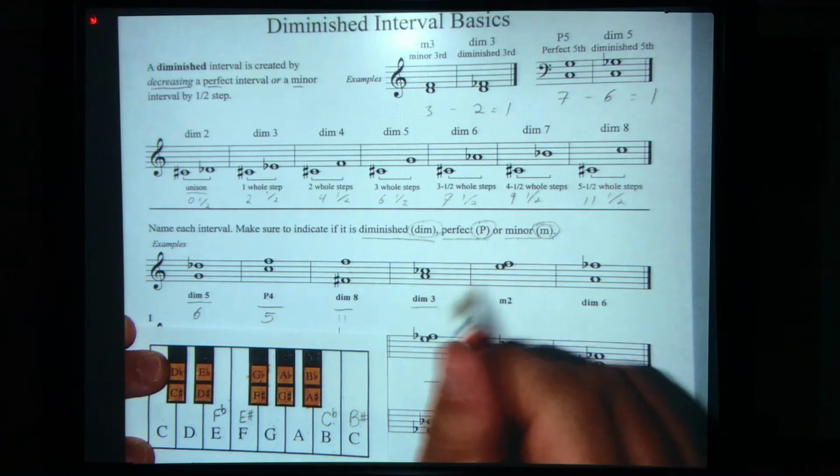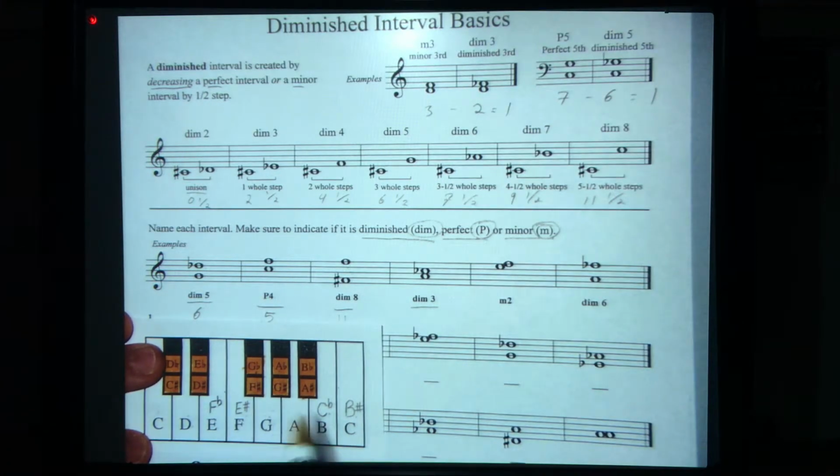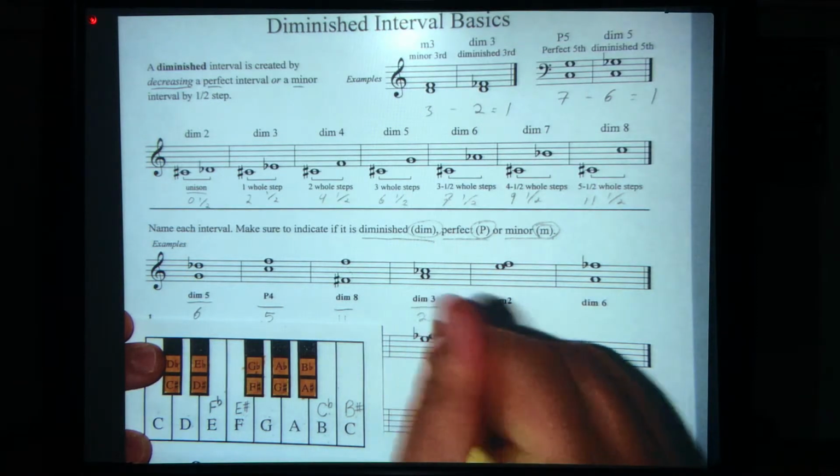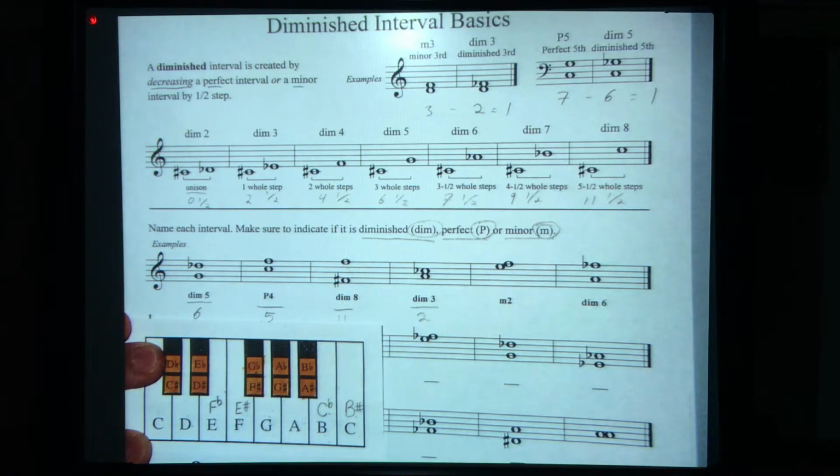We know that a diminished third has 2 half steps, so let's go ahead and check it. We've got an A to a C flat. So A is 0, 1, 2. C flat, also known as B natural. So we know that it's 2 half steps. We can check it with our little key up here and know that it's a diminished third.